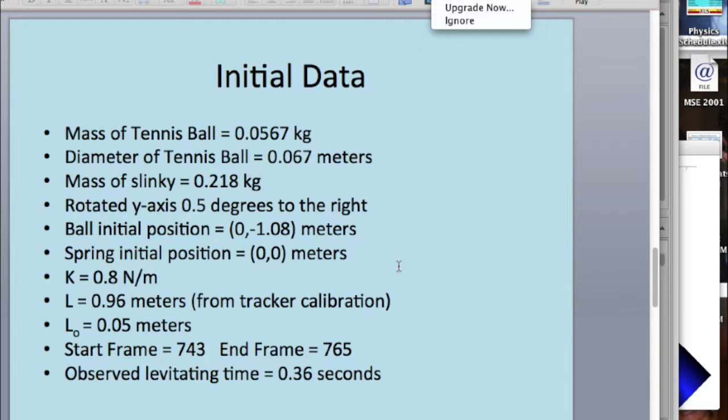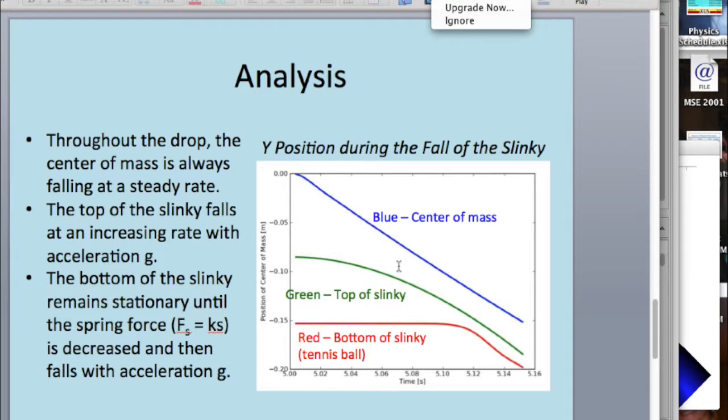Throughout the drop, the center of mass is always falling at a steady rate. This can be seen from this graph of the y position of the fall of the slinky. So the blue line represents the center of mass. So the center of mass, as I said, is always falling at a steady rate, while the tennis ball remains stationary until the spring force is decreased and then falls with acceleration g. And the top of the slinky falls at an increasing rate with acceleration g.